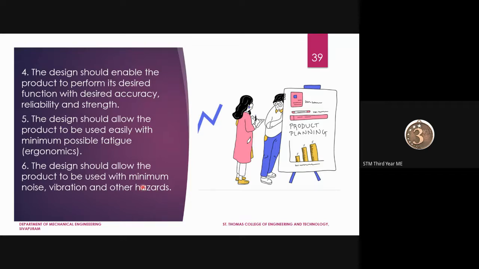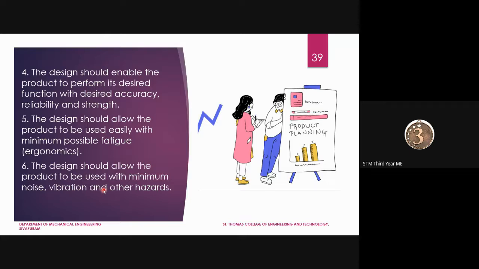So some kind of rotating components like fans and all, there will be sufficient noise, right? And that noise must be minimum, so it must not pose an irritation to the person using it or the personnel using it. And such a design should be given to the product, and that is also another objective of product design. That is the sixth point. So it must be used with the minimum noise, vibration, and other hazards.